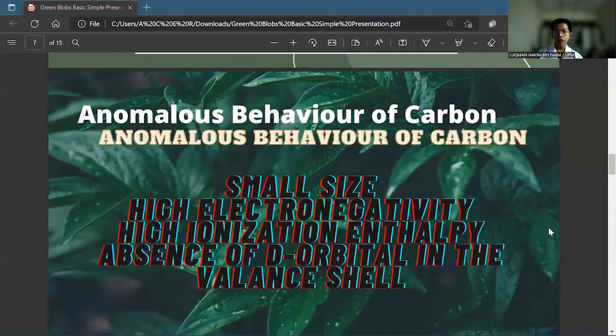Anomalous behavior of carbon. Carbon has a small size, high electronegativity, high ionization enthalpy, and absence of d orbitals in the valence shell.